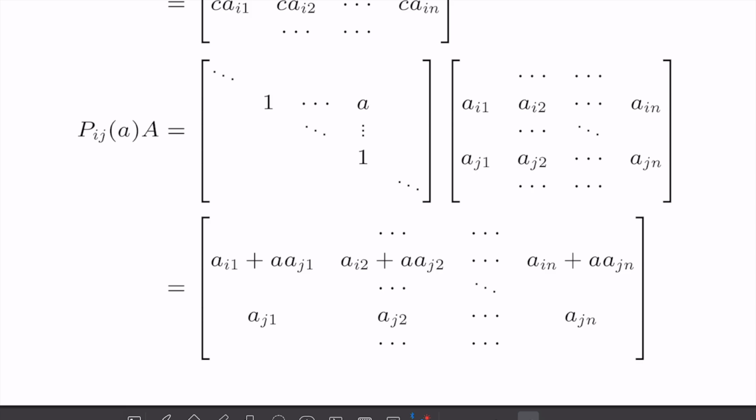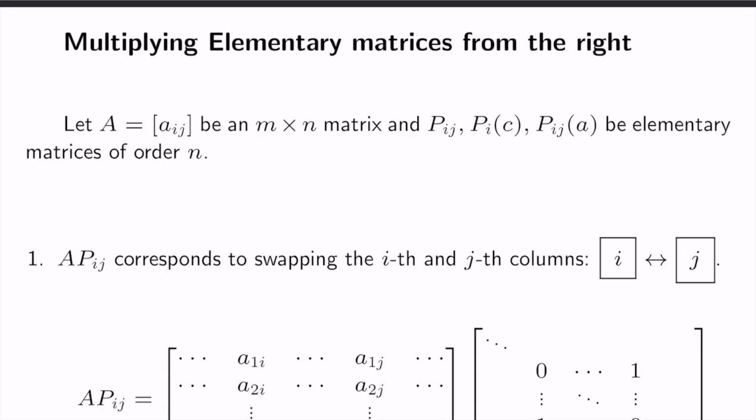Now, what happens if we multiply an elementary matrix to another matrix from the right rather than from the left? Let A be an m by n matrix, and Pij, Pi of C, and Pij of A be elementary matrices of order n rather than of order m. First, consider this product. So we multiply Pij to A from the right rather than from the left. This corresponds to swapping the ith and the jth columns of matrix A.